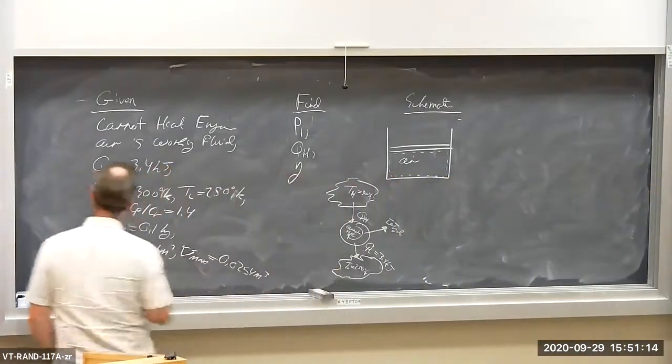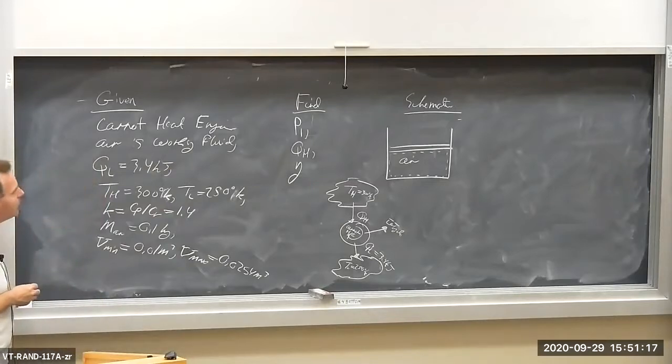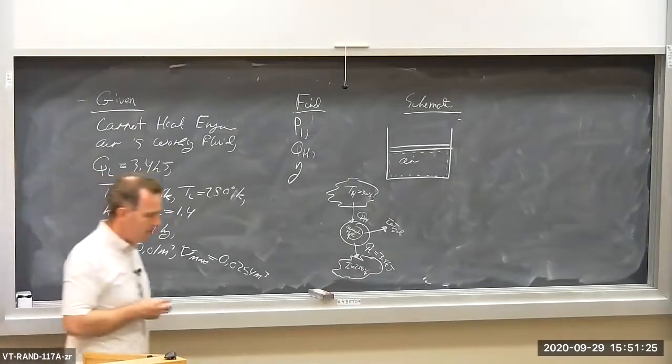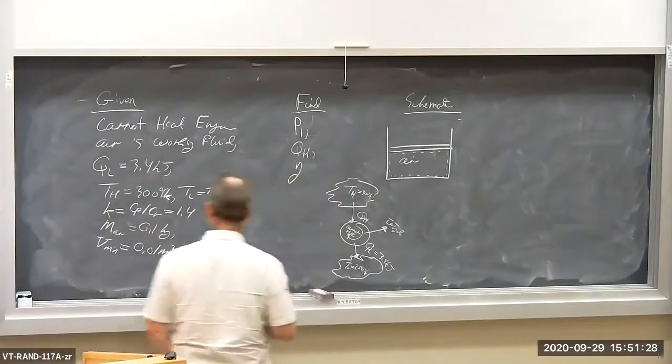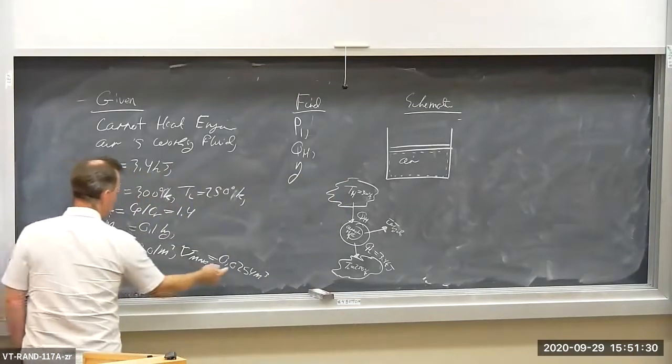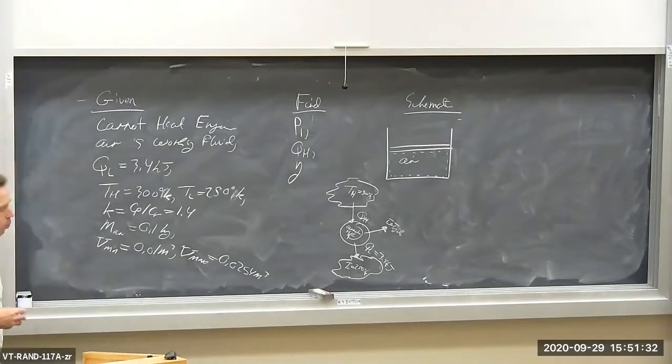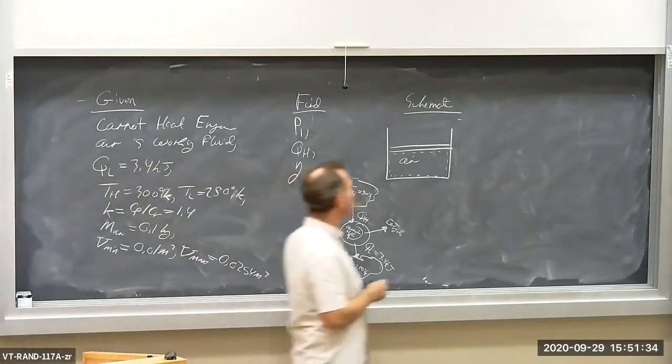Mass of the air, the working fluid, is 0.1 kilograms. The minimum and maximum volume in the cycle are 0.01 cubic meters and 0.0254 cubic meters. So let's put up the TV diagram.